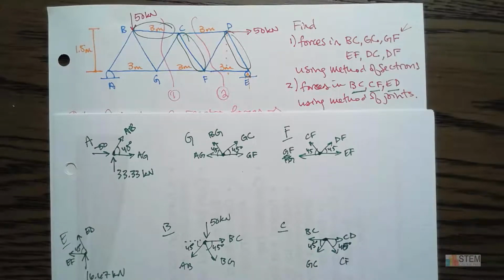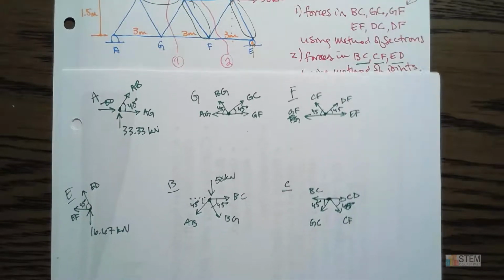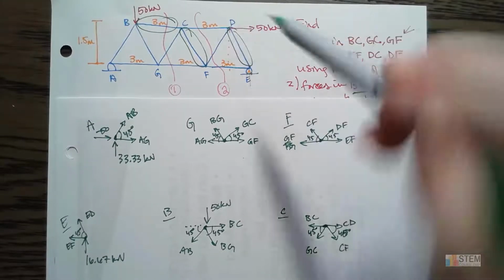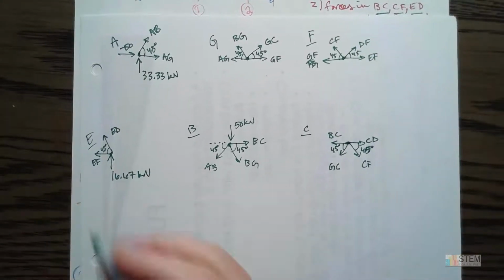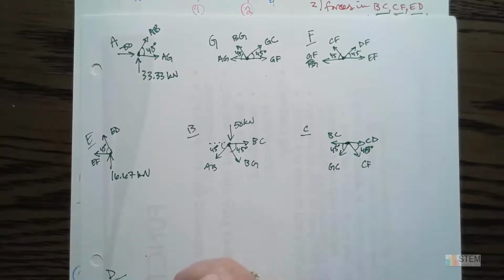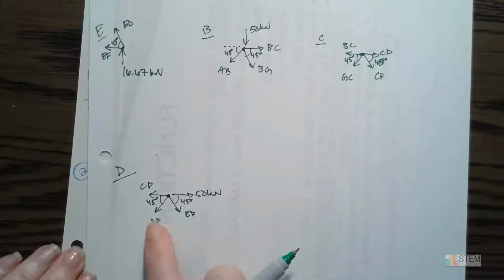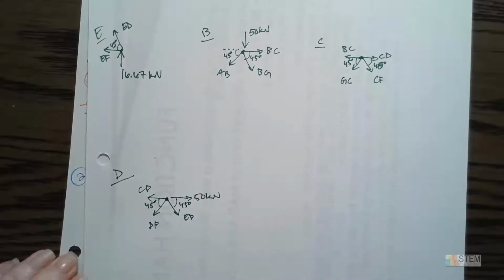Okay, so last one we have is D here. So D's got this 50 kilonewton force that's applied. I'm gonna have to move this up off the screen here. And then we've got these three members. All right, so we got the 50 kilonewton force. We got ED, DF, and then CD. All right, and then this is 45 degrees, this is 45 degrees. The good thing about this problem is we have at least 45 degrees, right? It makes it a little bit easier than if you have different angles everywhere.